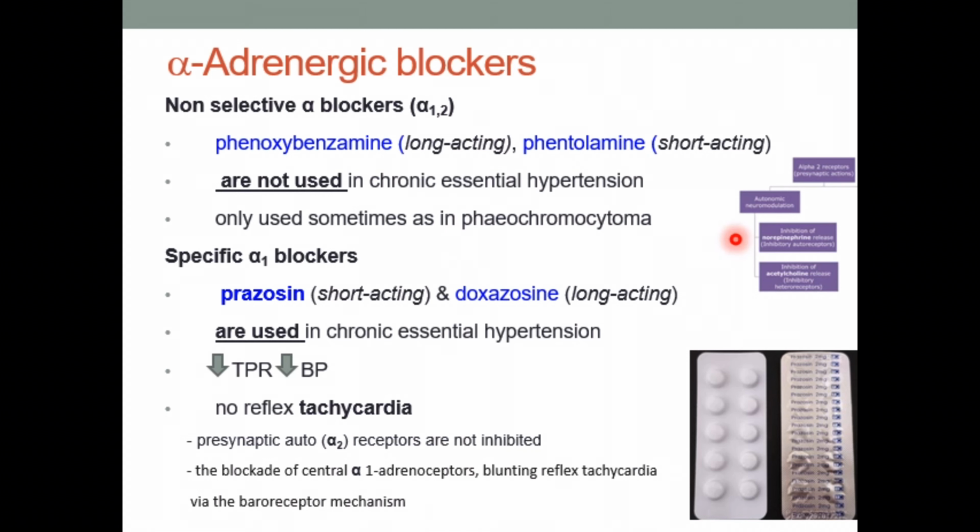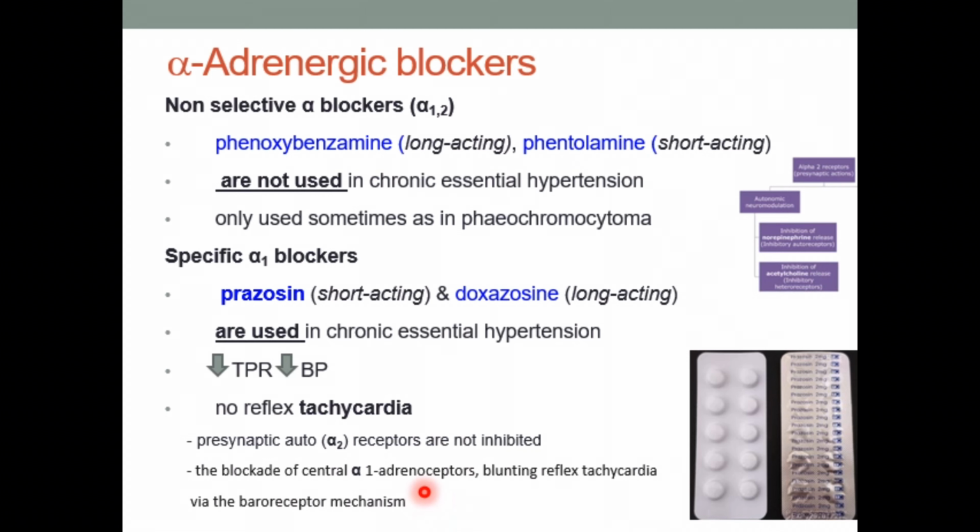Whereas the specific alpha 1 blockers, which we have covered, prazosin, the short acting, and doxazosin, the long acting, are used in chronic essential hypertension. We've covered the mechanism: they lower the total peripheral resistance and reduce the BP, and they do not cause tachycardia. There's no reflex tachycardia because they do not block alpha 2, unlike the non-selective ones, and they also block central alpha 1 adrenergic receptors and blunt the reflex tachycardia.